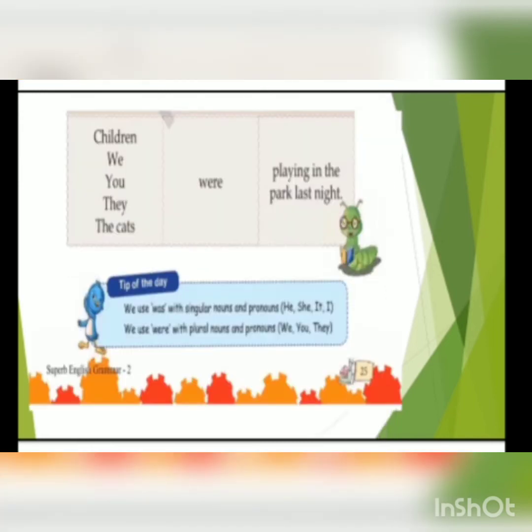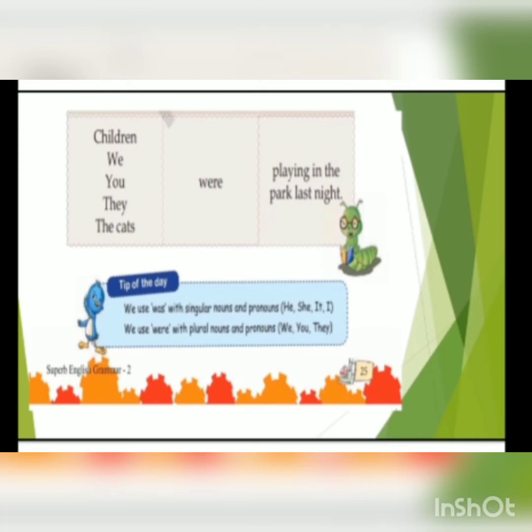Let's come to were. Children were playing in the park last night. We were playing in the park last night. You were playing in the park last night. They were playing in the park last night. The cats were playing in the park last night. So here if you observe, they are all plurals, and with plurals we have used were. Plurals means, children, let me remind you again, when we are talking about something more than one in number. So they are all plural nouns or pronouns.